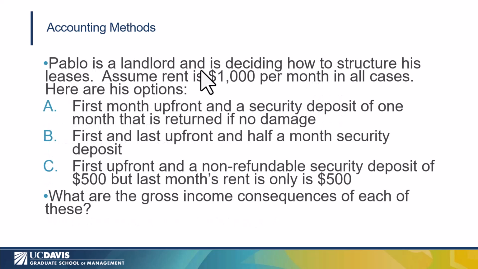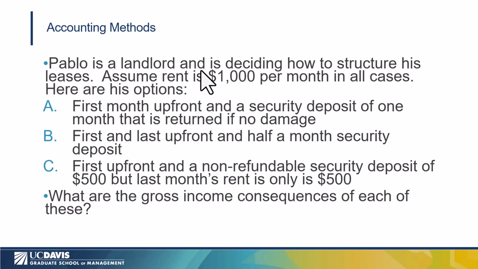All right. Pablo's a landlord, deciding how to structure his leases. Assume rent is $1,000 per month in all cases. Here are his options. So the first month is upfront and a security deposit of 1 month that is returned if no damage. Got it? Or first and last upfront and half a month security deposit. And then lastly, first upfront and a non-refundable security deposit of $500, but then the last month's rent is only $500. What are the gross income consequences of each of these?